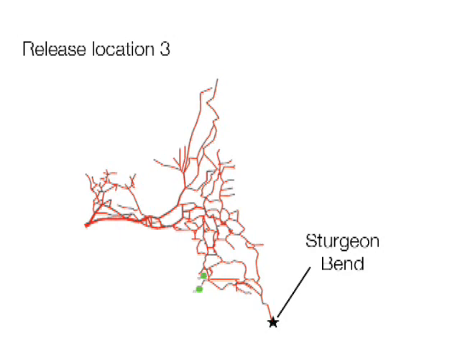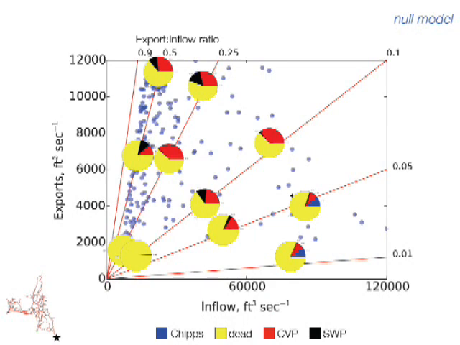Okay, finally, what happens if they start off down in the San Joaquin? This is much closer to the export facilities. You can imagine that they're going to be much more affected by them. And that's what you see with the null or passive model. Since you're starting so close to the export facilities, a lot of them get entrained by those flows, and only at the higher inflows do you get a significant number making it to Chips.